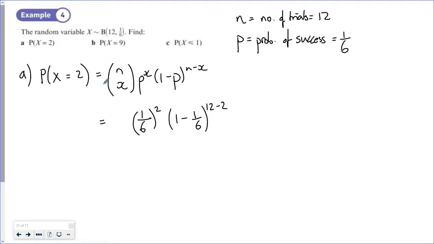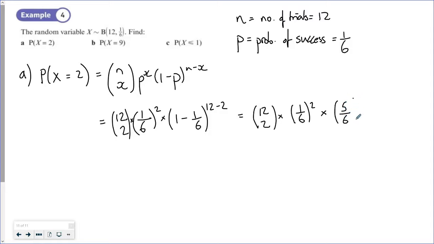And then this choose at the start tells us how many different ways there are of placing the 2 successes amongst the 12 trials. So we're going to put 12 choose 2. And we're timesing all of these together. So that's 12 choose 2 times a sixth squared times 5/6 to the power of 10. And we can just type that all into our calculator and we can get that as 0.296.